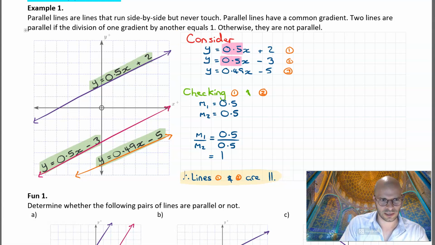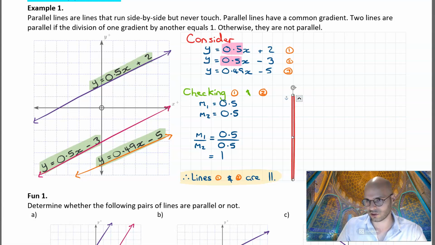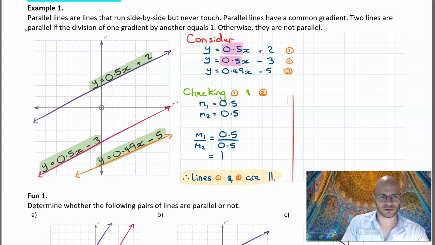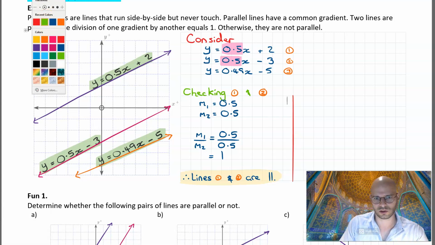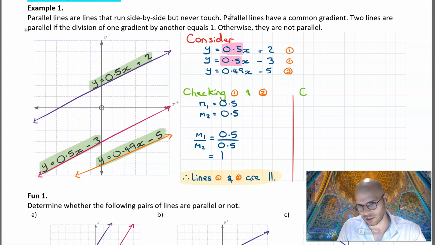Alright, now that we know lines 1 and 2 are parallel, let's turn our attention to line 3. If lines 1 and 2 are parallel, that infers that if line 3 is parallel to either of these two, then it's going to be parallel to both of them. So if 1 is parallel to 3, then 3 is also parallel to 2, and likewise. What that means is we only have to check one circumstance. So let's check with lines 1 and 3.